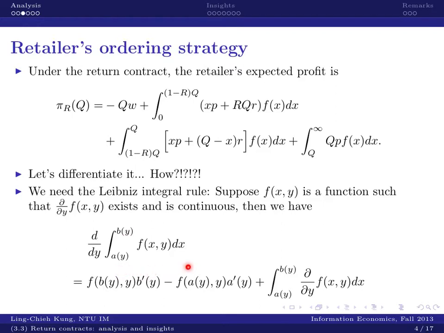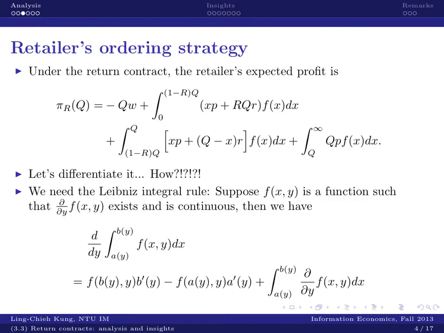Then we know that after this integration, this is only a function of y. And then you take the first order derivative of that function over y. This is something we want to do. And you may observe that this is exactly what we need to deal with the retailer's ordering strategy. Here, the y would be our q. I want to differentiate this function over q, and this function is found by an integration over x.